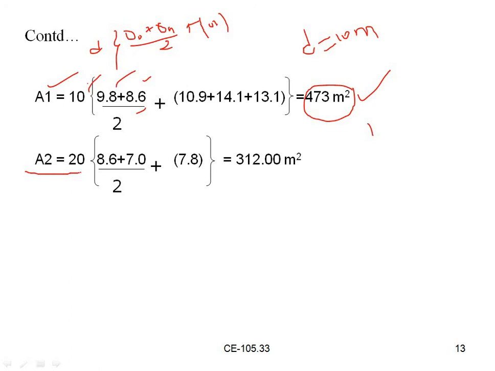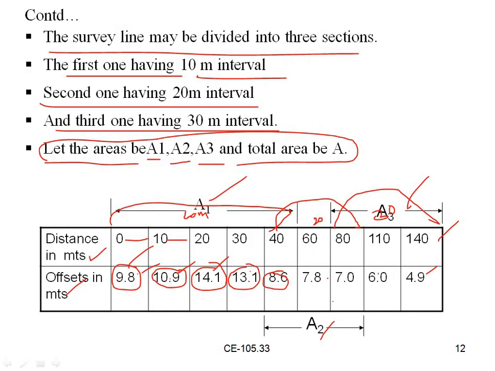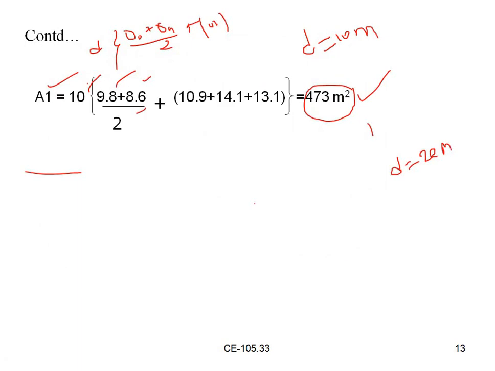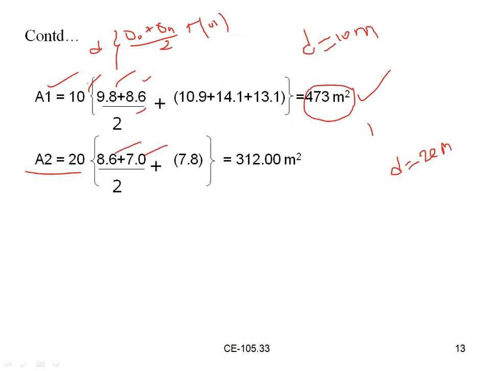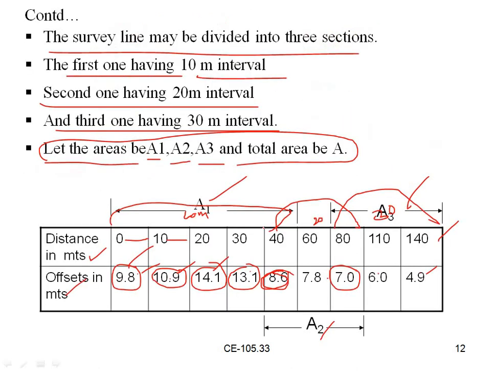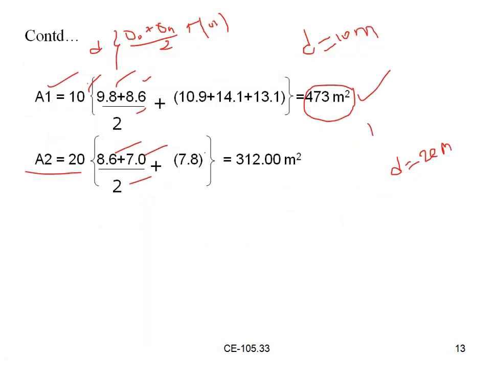Next is A2. Now for A2, the distance of the intervals D is equal to 20 meters. Here we take 8.6 plus 7.0, by 2, plus the remaining ordinate pending here, 7.8. You write that, then we will get 312.0 meter square. So this is the area of A2.